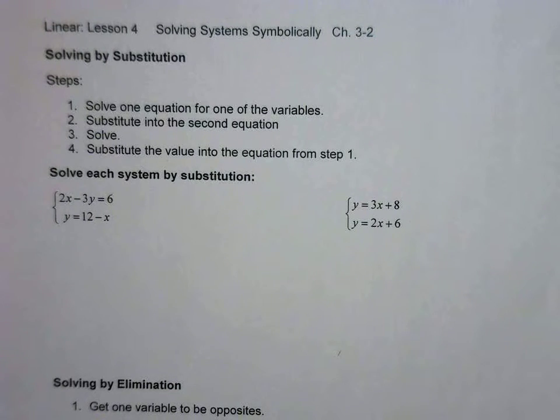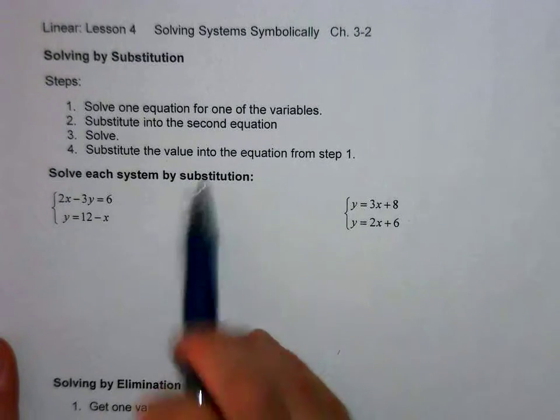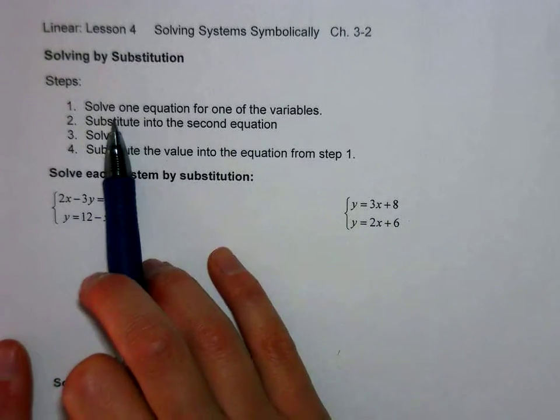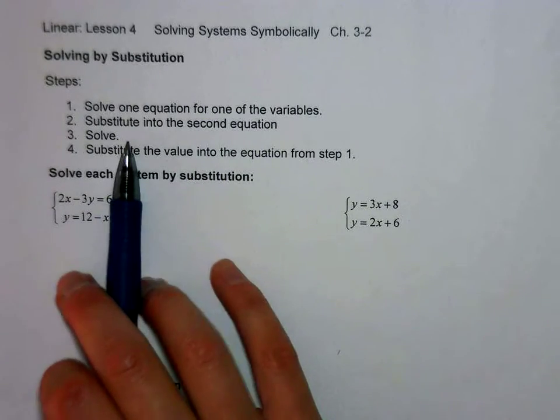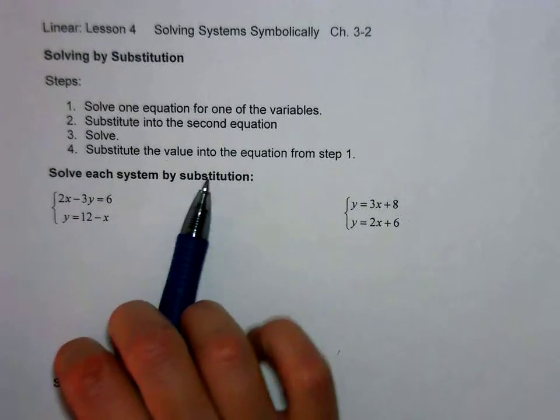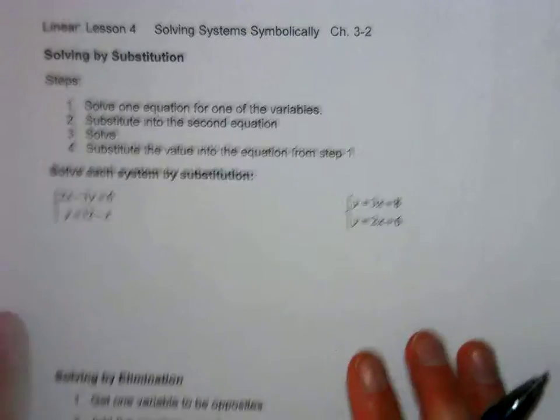Systems symbolically. So the first one we're going to look at is substitution. The steps for substitution: we want to solve one equation for one of the variables, substitute it into the second equation, solve, and then substitute that value into the equation from step 1. So let's take a look at our first example.